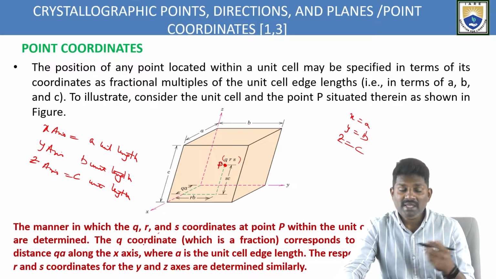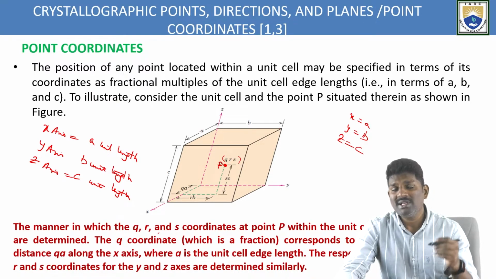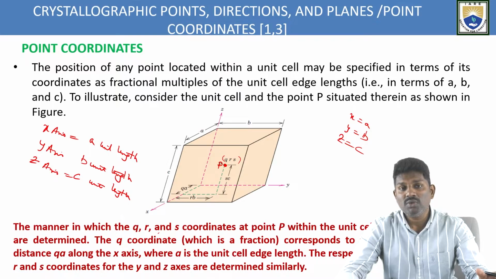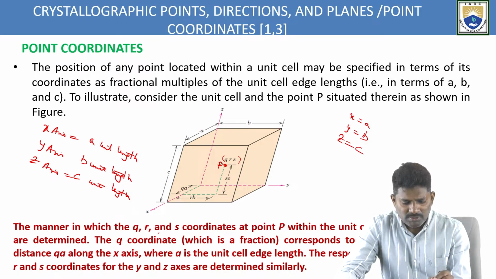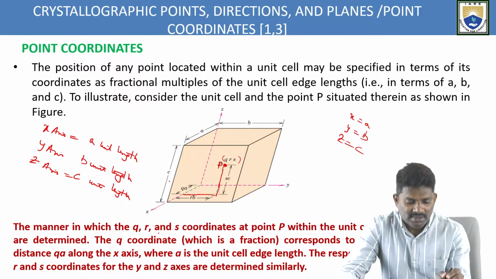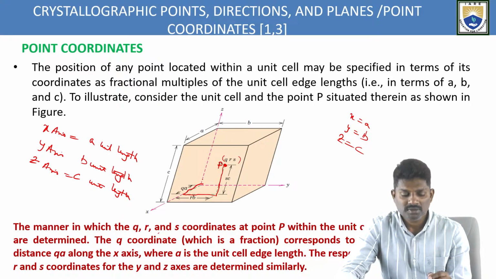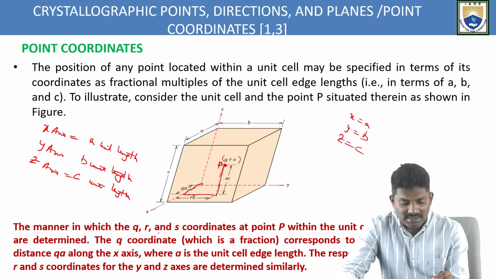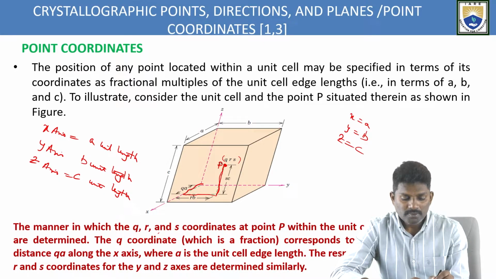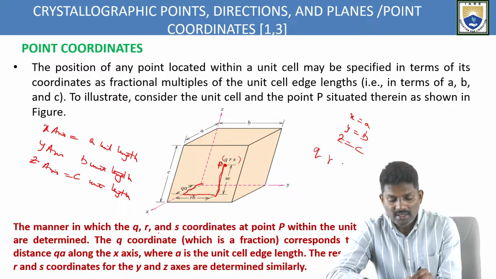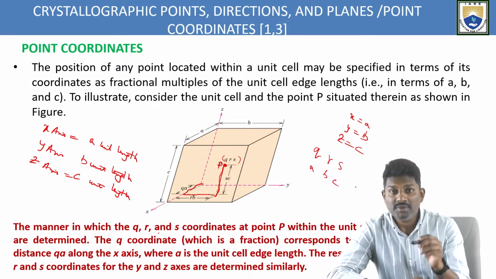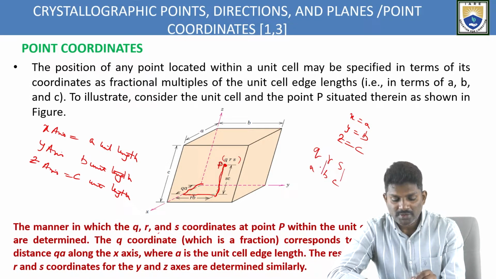Now I have to determine the fractions. How to determine the fractions? If I know the unit length distances, then it is very easy to find the fractional unit length of the point P. I have to multiply with the unit length distances. From this point P, I'll drop perpendiculars along the x-axis, y-axis, and z-axis. The distance from point P to the x-axis is exactly parallel to z. So what is the distance here? Q, R, S correspond to the unit lengths A, B, C. So I will multiply S into C, R into B, and Q into A.